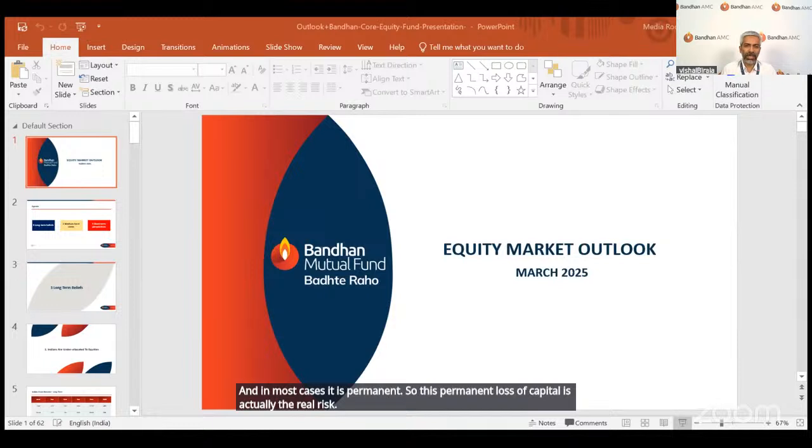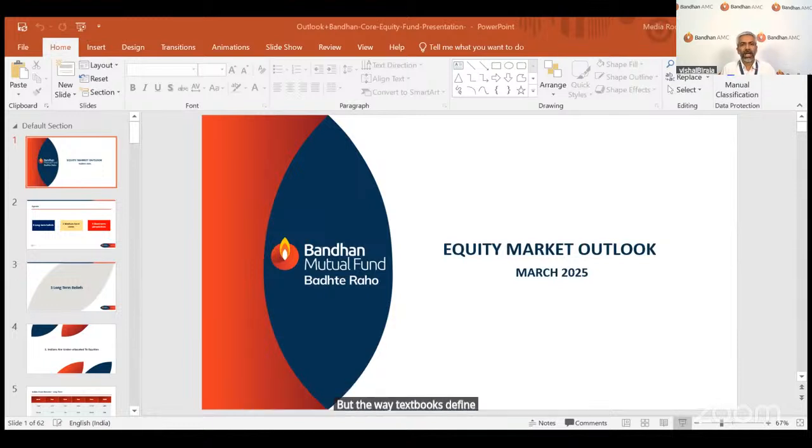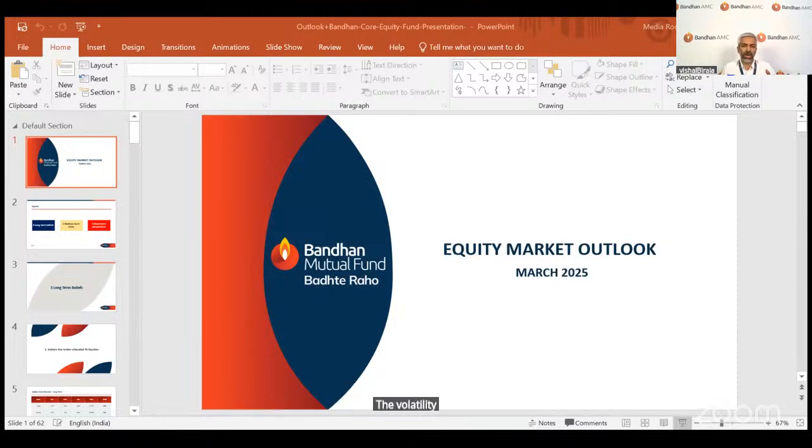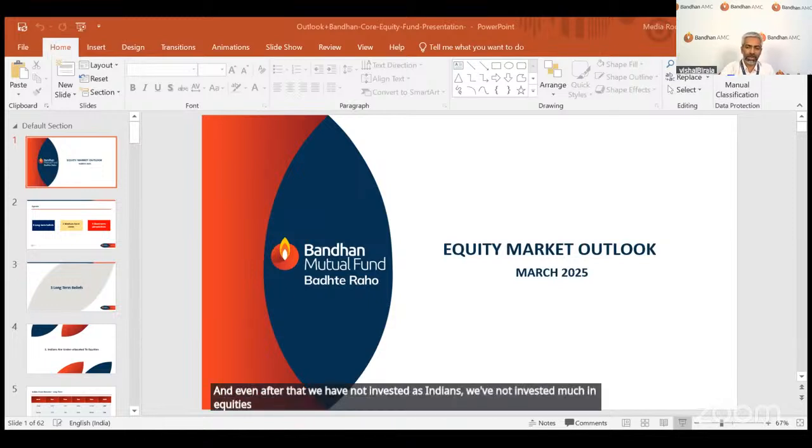But the way textbooks define risk is in terms of volatility. That if equities are more volatile, then they are classified as more risky. But in the long term, a lot of these short term measures are taken care of, and the volatility is compensated by higher returns. And even after that, we, as Indians, have not invested much in equities. So this will gradually improve as financialization and financial literacy increases.